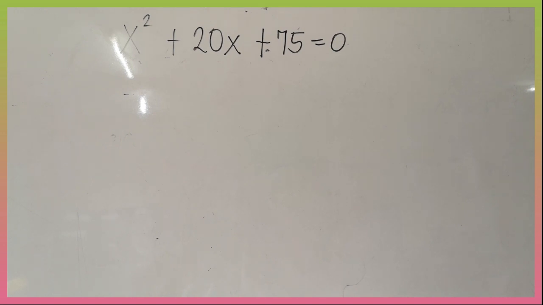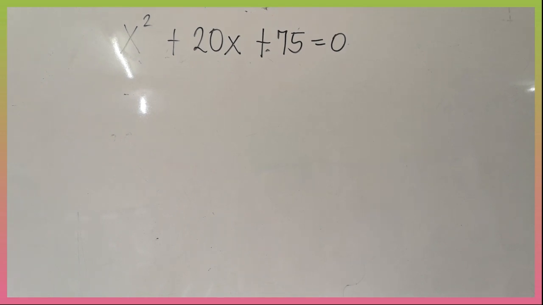Let's have this x squared plus 20x plus 75. If you can observe, it is already complete. We will integrate it to our main topic, which is completing the square. We will try completing the square in order for us to identify the value of our x. So you have x squared plus 20x plus 75 is equal to 0.